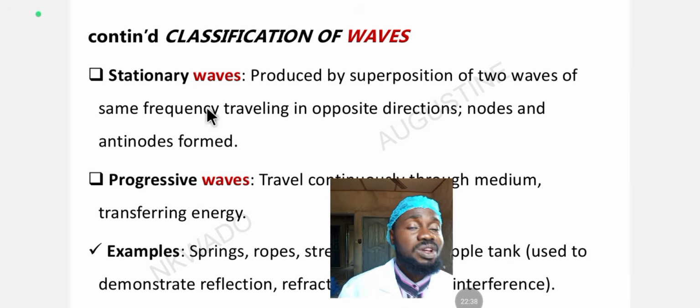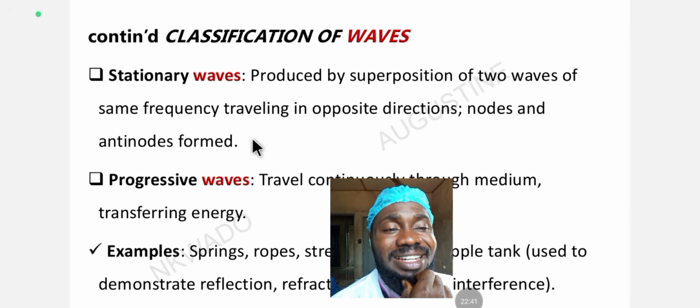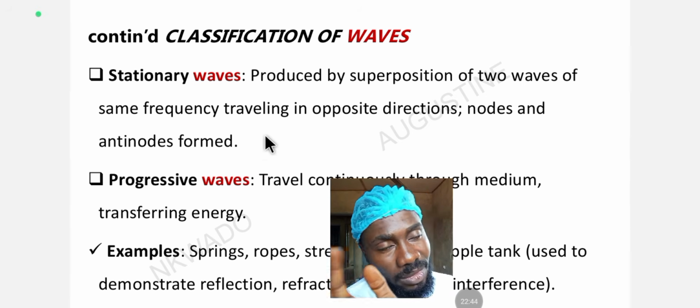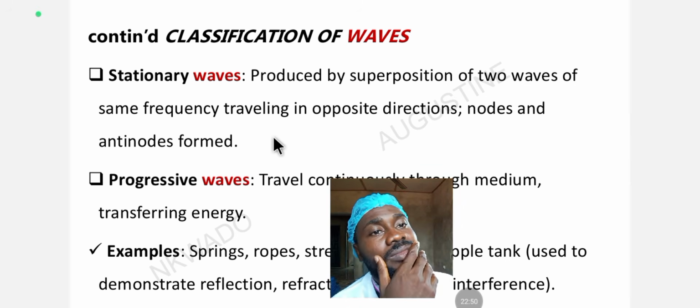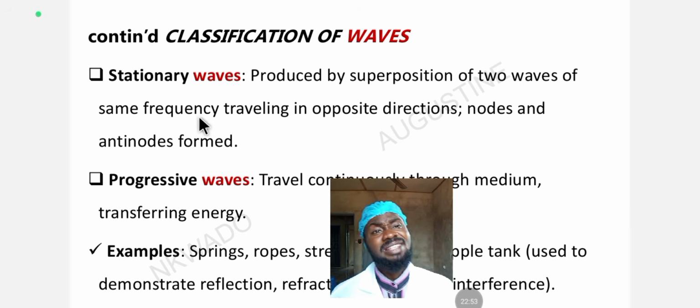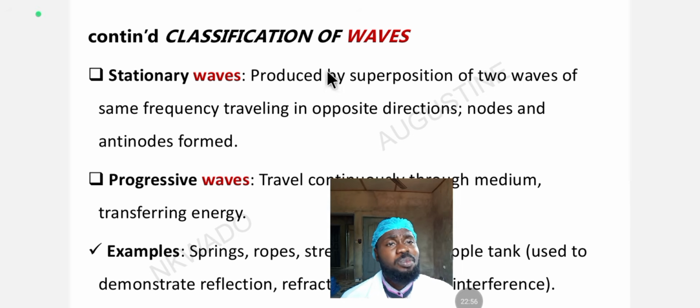Now let's look at stationary wave. I taught you before that when you say stationary, anything stationary means that thing is not moving. It's in one place. Okay, it's stationary. It's not moving. That's stationary. So when you say stationary wave, it means that the wave is not moving. You say it is a wave produced by superimposition of 2 waves of the same frequency traveling in opposite directions.